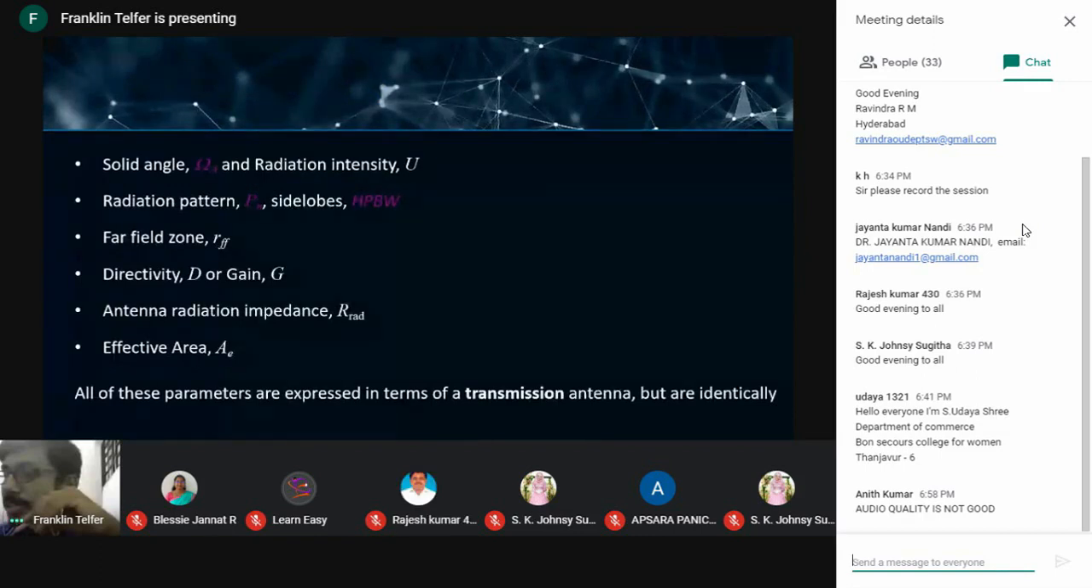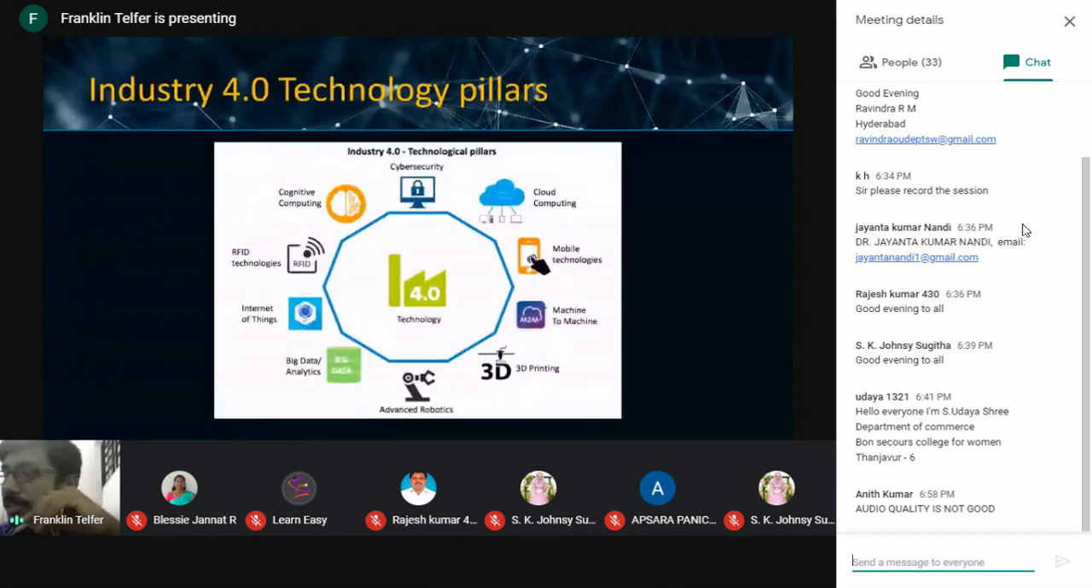For analyzing an antenna, you have to know all these parameters, because by these parameters you are going to evaluate your antenna, whether it's a good antenna or a bad antenna, whether we can use it or not. Okay, if time permits, I would like to go on with the parameters, but I would like to shift to the future of antenna main technologies.